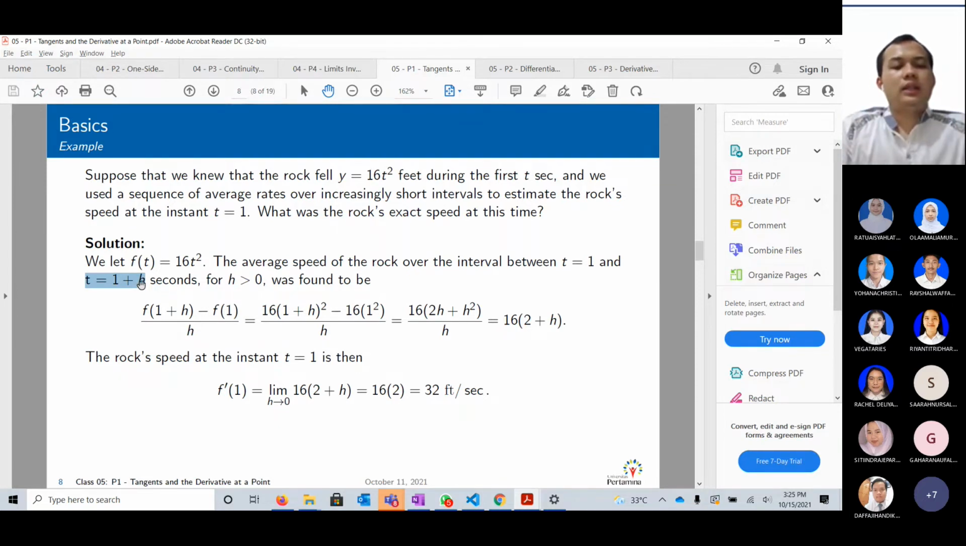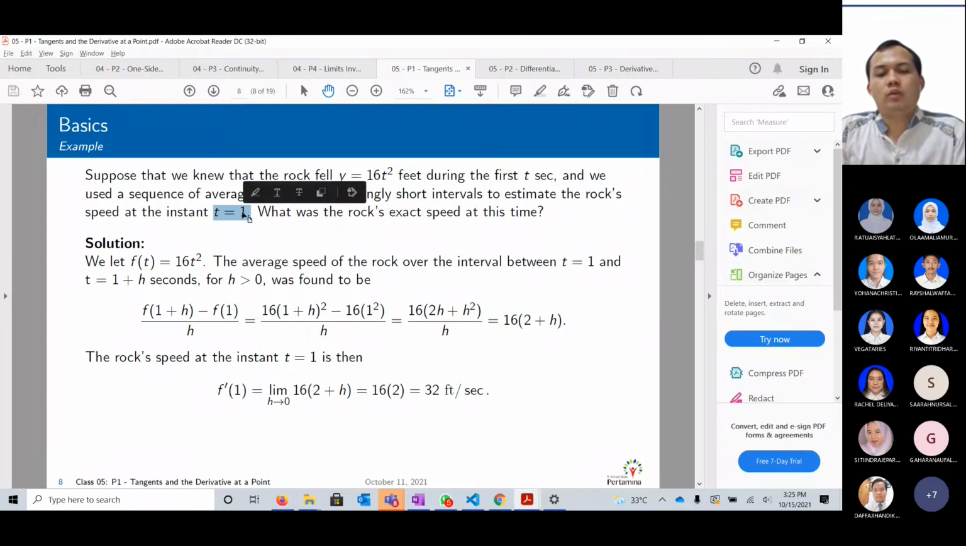Nah, here you see that if h is becoming very small, very close to 0, then we will be able to guess the exact speed at instant time t equals to 1. Jadi kalau kita mau cari kecepatan saat t benar-benar sama dengan 1, tidak geser ke depan, jadi kita harus buat dari t sama dengan 1 ke t sama dengan 1 plus h, tapi h sekecil mungkin, semakin dekat dengan 0.